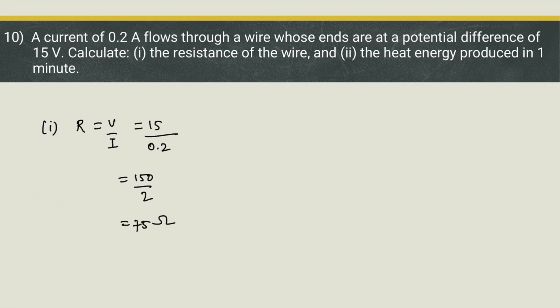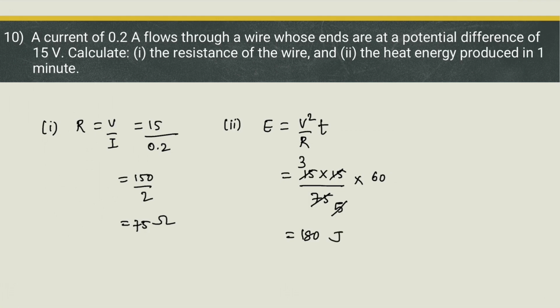And now to find out the heat energy produced in 1 minute, we can use the formula E is equal to V square upon R into T. Voltage is 15, so 15 into 15 upon 75 into time is 1 minute, or we can say 60 seconds. 5, 5, 3s are 180 joule is the answer.